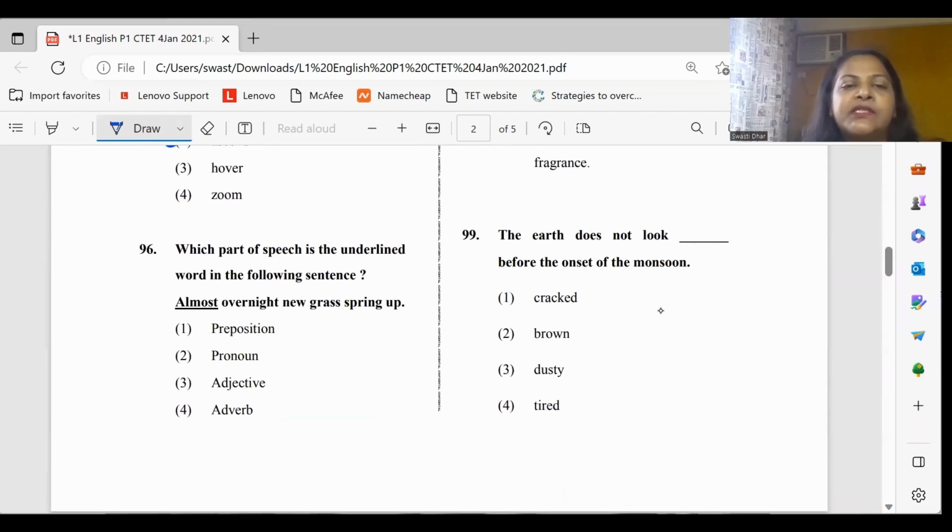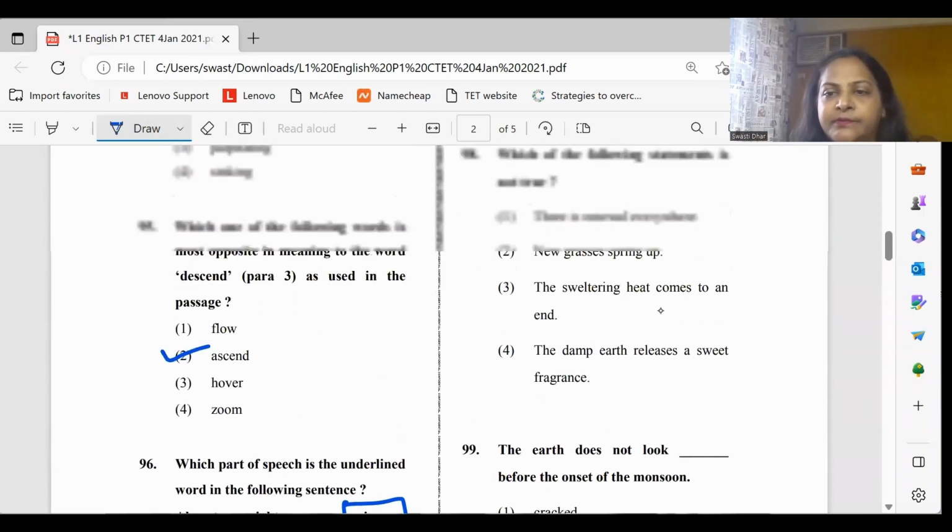Which part of speech is the underlined word in the following sentence? Almost overnight. So almost here is an adverb, and overnight is also an adverb which talks about springing up. When did it spring up? Time or overnight. So almost overnight is also an adverb.